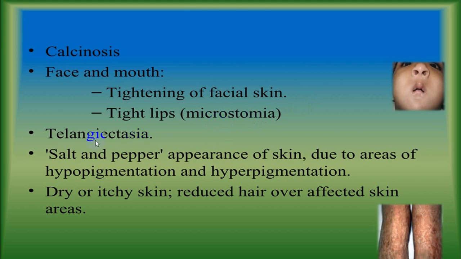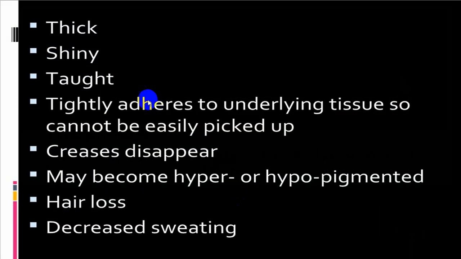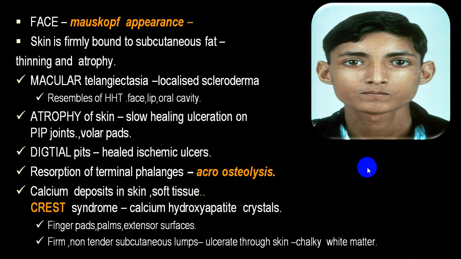On the face, you can see telangiectasia, and there is one term utilized, salt and pepper appearance of the skin, due to hypopigmentation and hyperpigmentation. The skin is usually dry and itchy, and there is reduced hair and reduced sweating. So the skin is thick, shiny, tight, creases disappear, there are hyper and hypopigmented patches, hair loss and decreased sweating. Typical, very, very typical face.